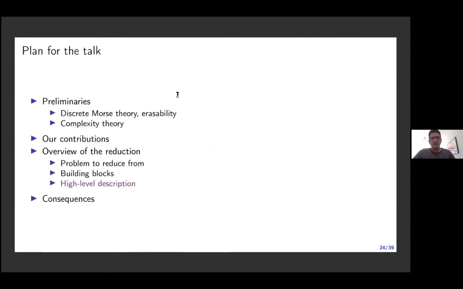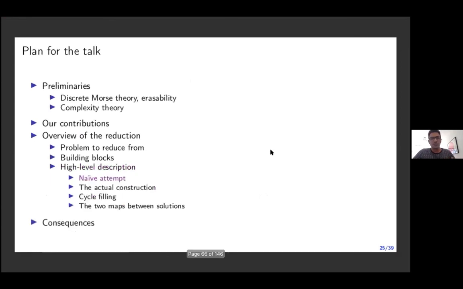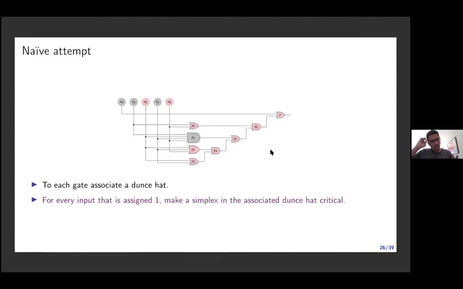So let me give a brief overview, or a high-level description, of the reduction. I'll only talk about the naive attempt, but not the actual construction, because the actual construction is fairly complex for a 20-minute talk. So in the naive attempt, here's what we're trying to do. You have this circuit that we just saw in this example, and we want to construct a complex whose gradient vector field has as many critical 2-simplices as the number of input assignments here. Okay, so how do you do this?